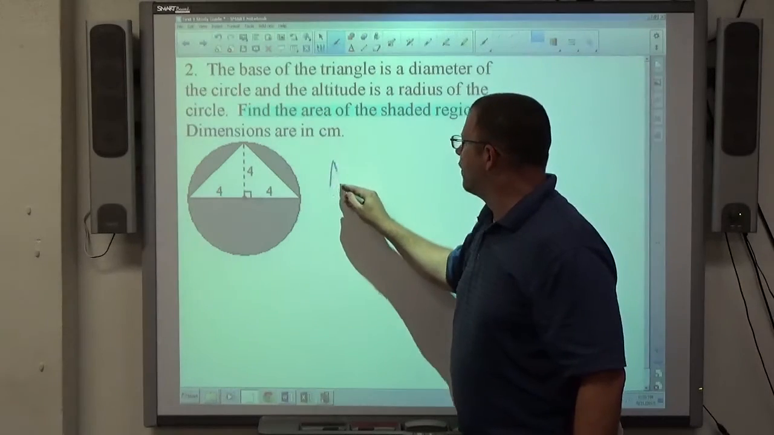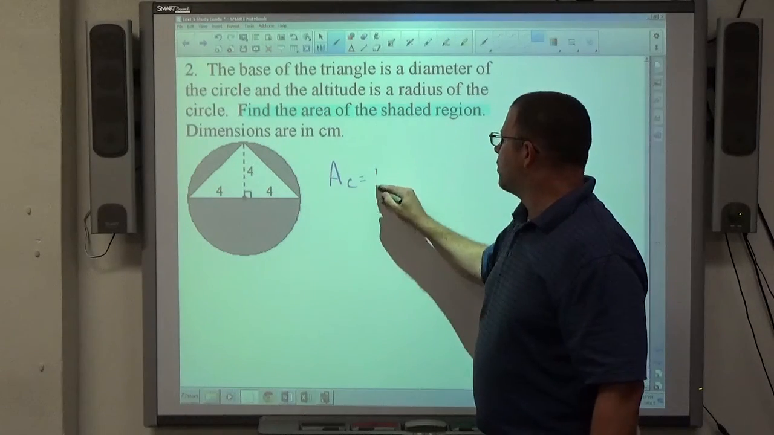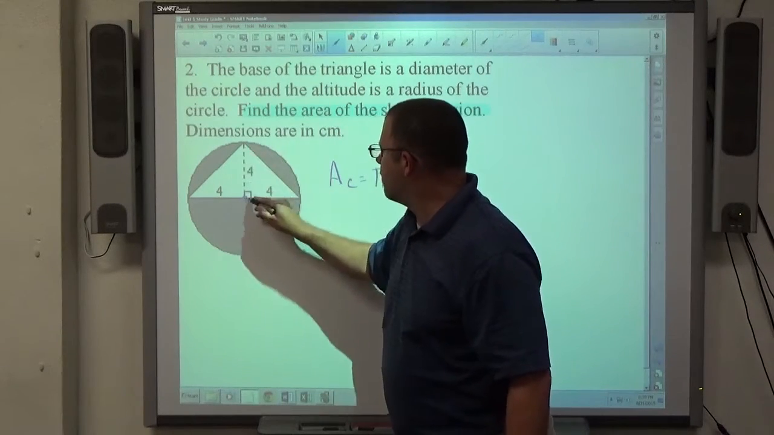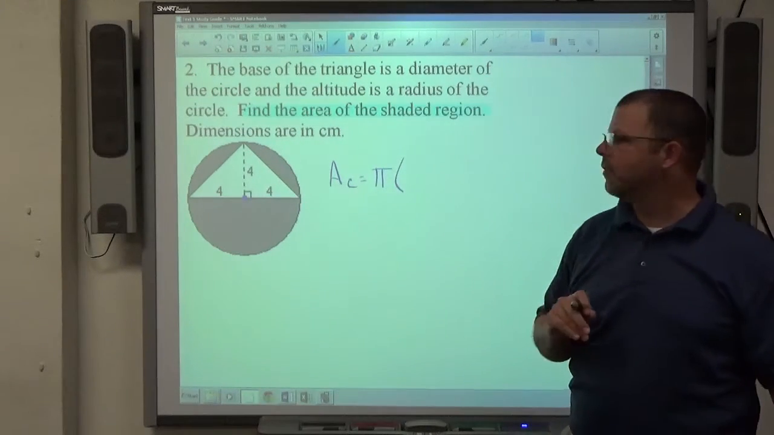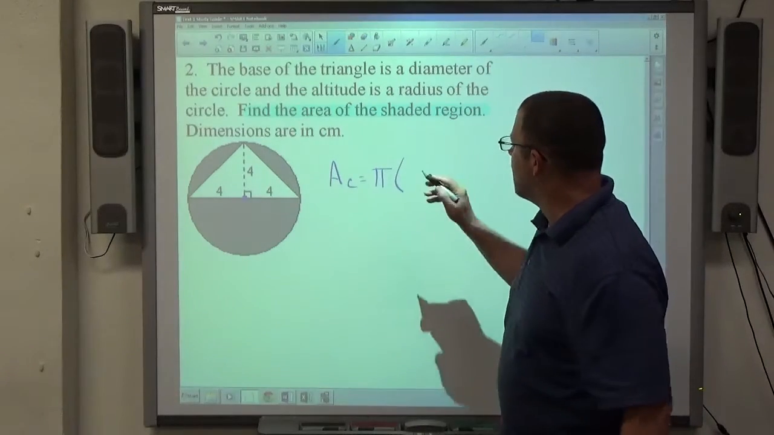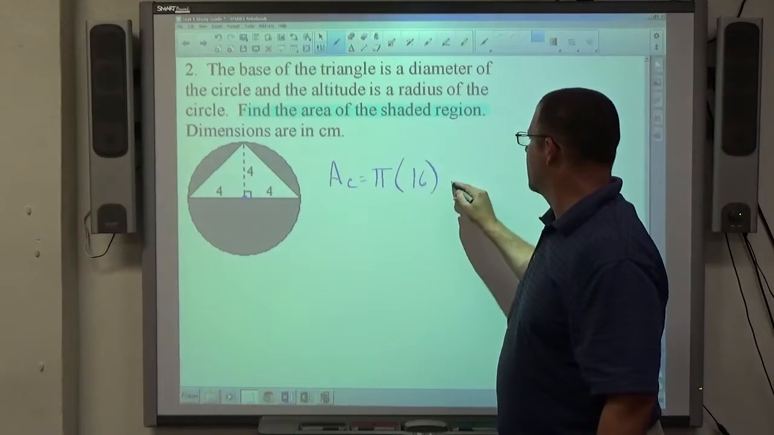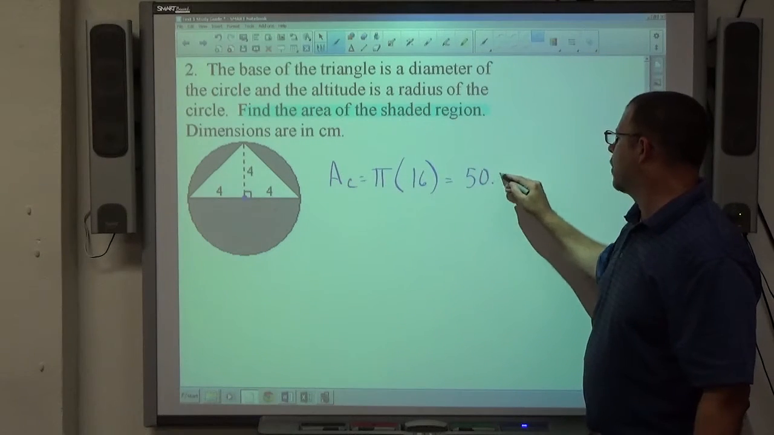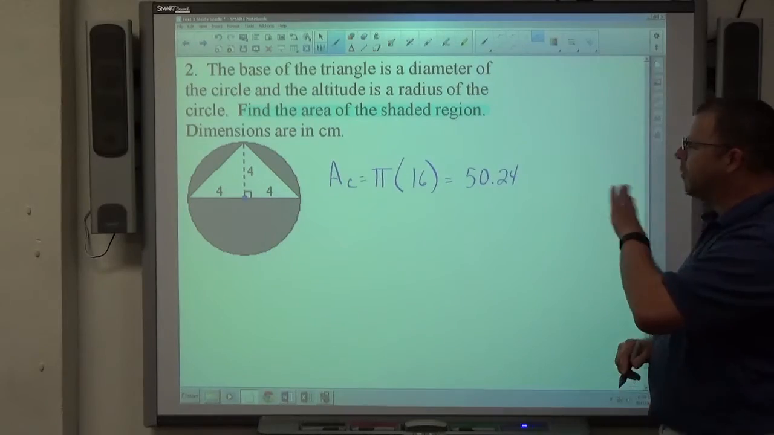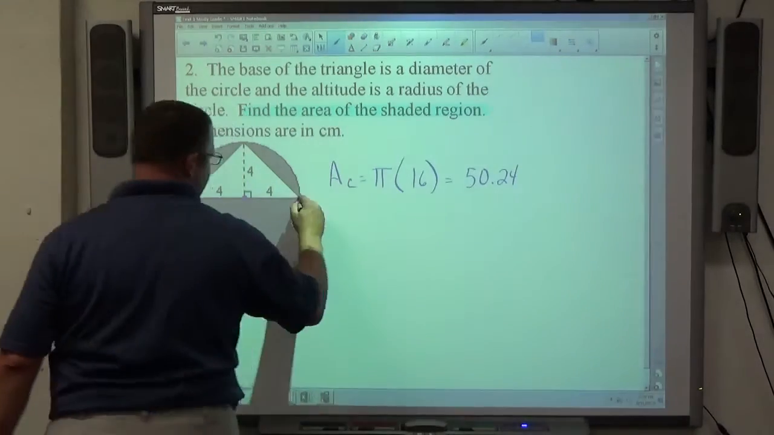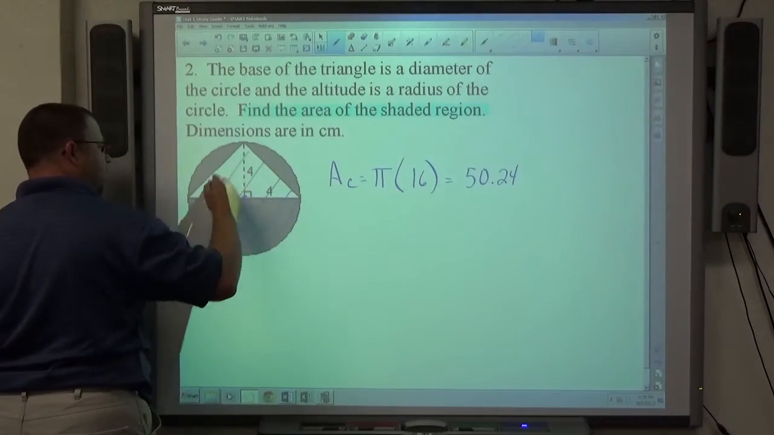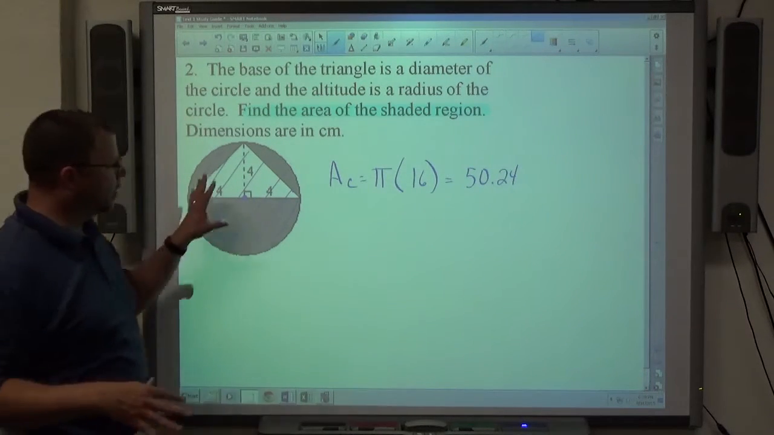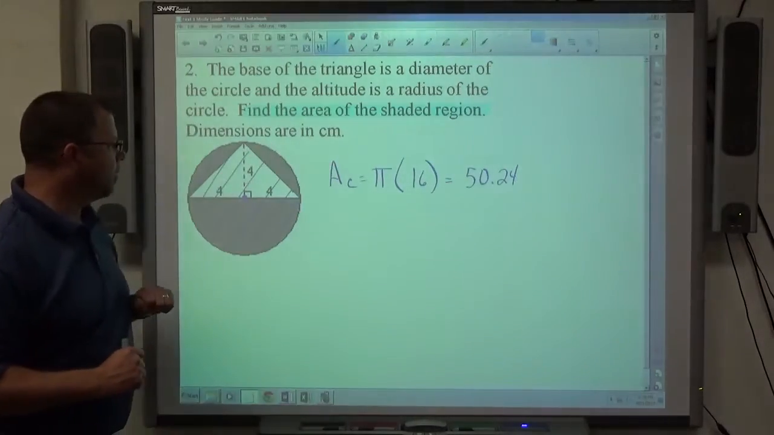If we look at the circle first, the area of a circle is pi times radius squared. This is the center of the circle, 4 up, 4 right, 4 left. They're all radii of the circle. So the radius of the circle is 4. If I do pi times r squared, 4 squared is 16. 16 times pi is about 50.24. So 50.24 represents the area of the entire circle. All the circle takes up a space of 50.24 centimeters squared.